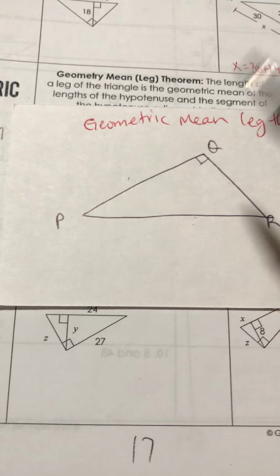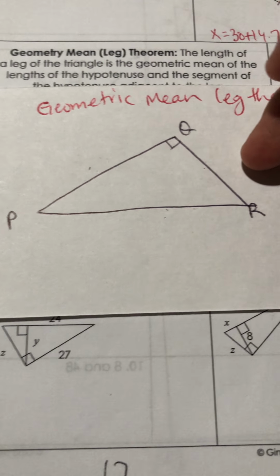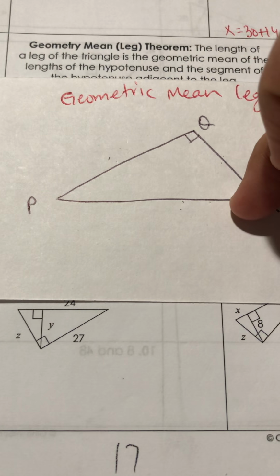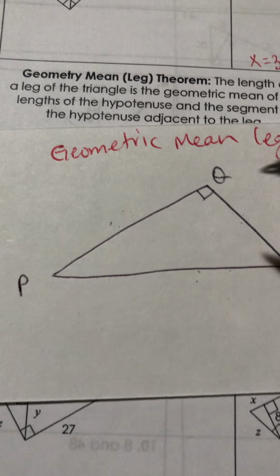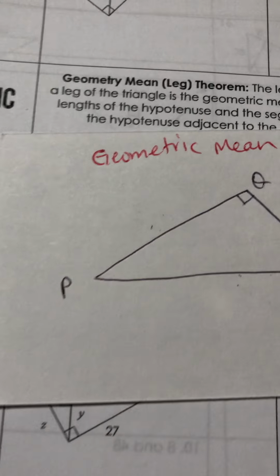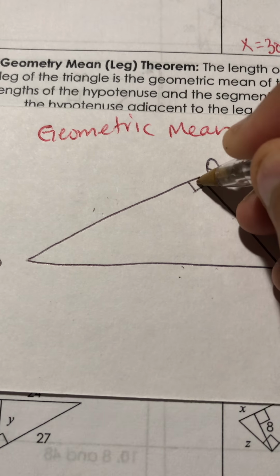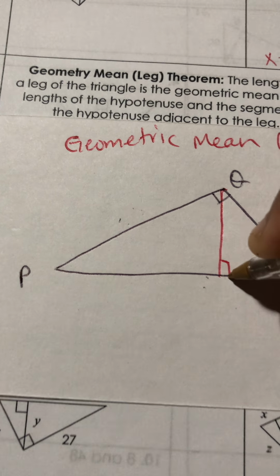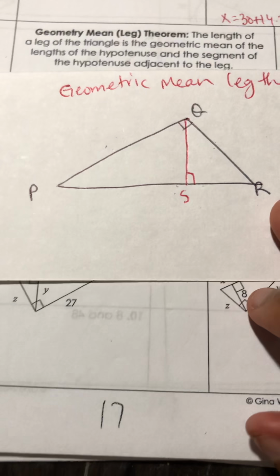Now if we need to find one of these legs, and we are given the length of the hypotenuse and one more thing, the altitude. An altitude in the right triangle is dropped from the 90 degree angle to the hypotenuse. This is my altitude. It makes 90 degrees with the hypotenuse. Okay, let's name this S.